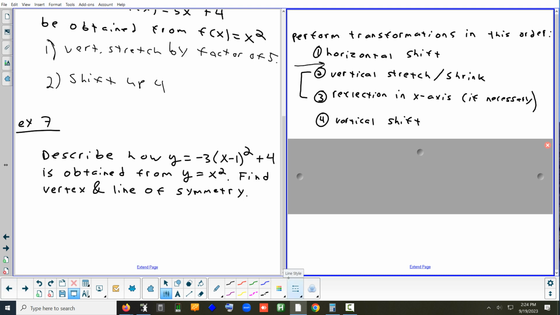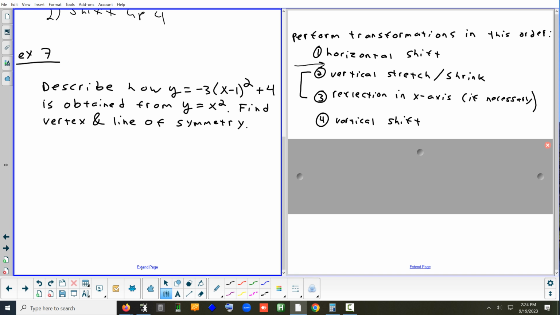Okay, so describe the transformations first. y equals negative 3 times x minus 1 squared plus 4. How many transformations do you think this one's going to take? 3. Oh, hold on, 4. Yeah, it's 4. So the negative 1, the 3, the negative, and then the plus 4. So we've got them all.